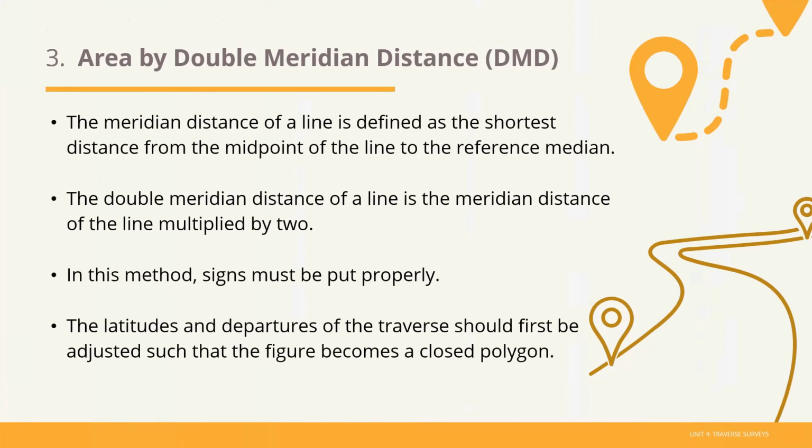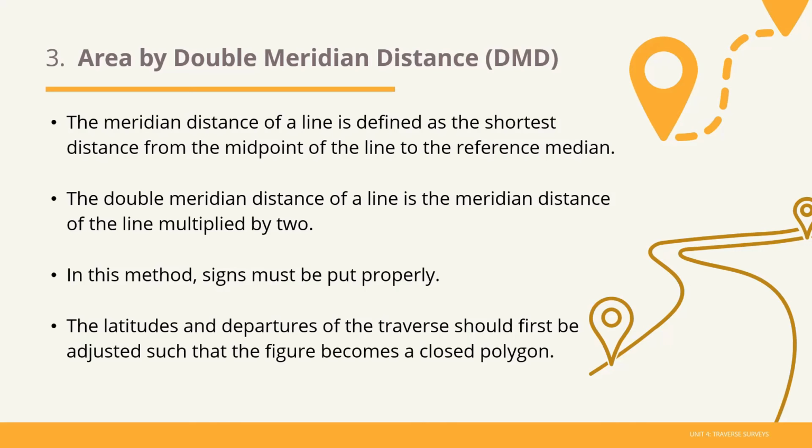Now, area by double meridian distance. The meridian distance of a line is defined as the shortest distance from the midpoint of the line to the reference meridian. The double meridian distance of a line is the meridian distance of the line multiplied by 2, which is why it is double. In this method, strict attention to signs is absolutely necessary in the computation of areas. The use of double meridian distance is to determine the area of a closed traverse.